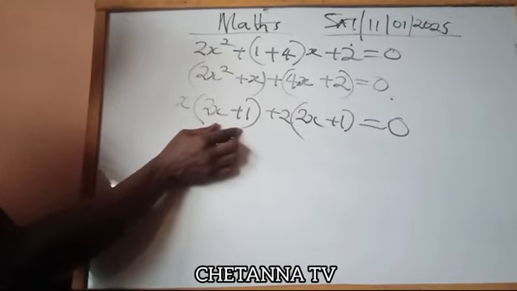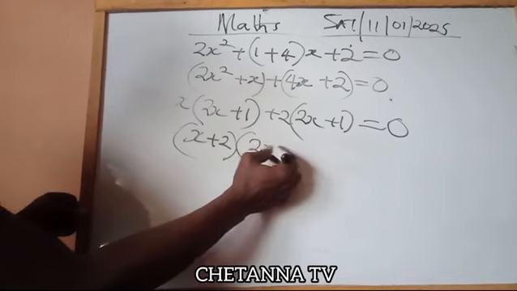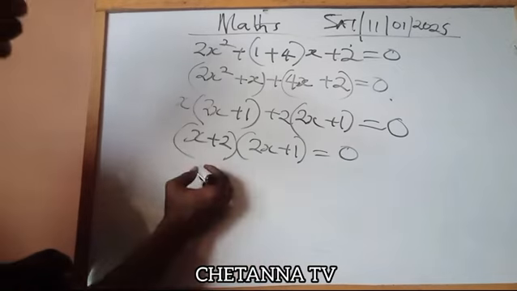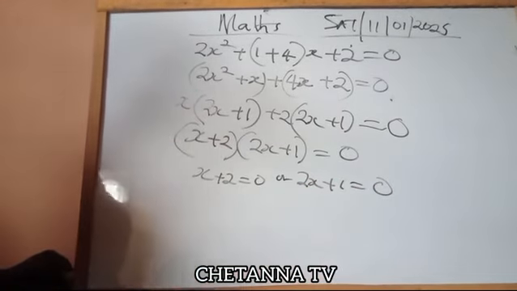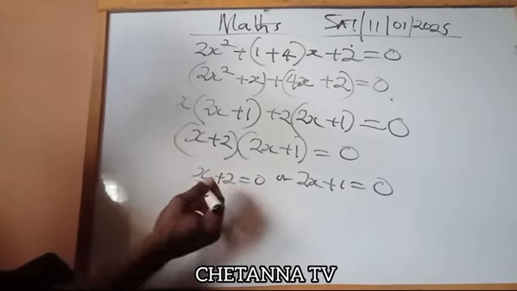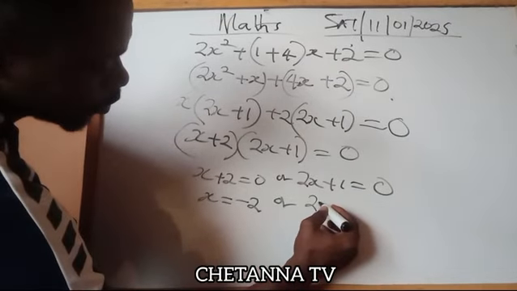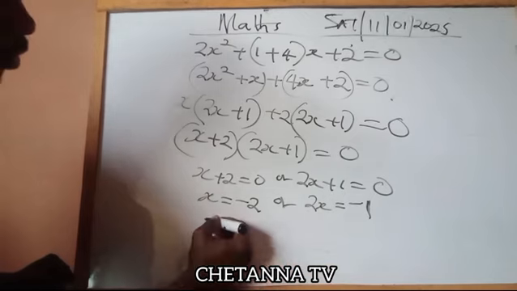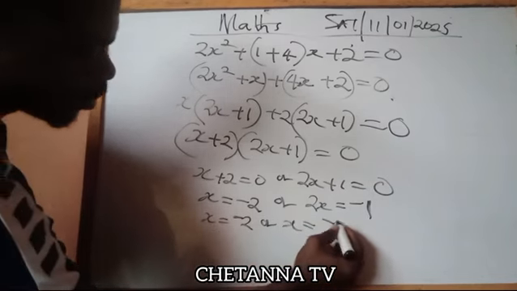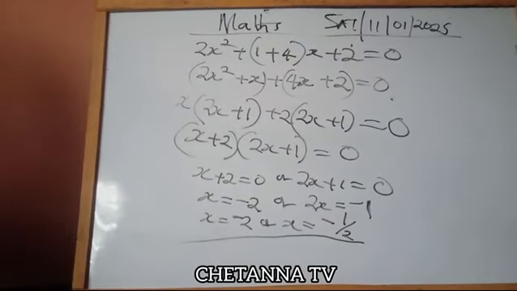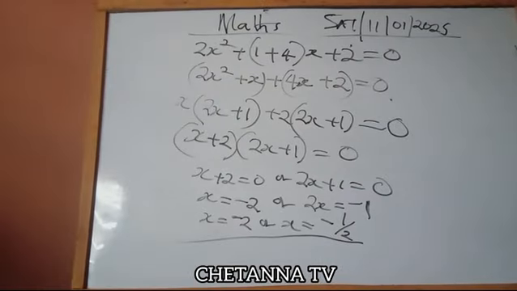So we have 2x plus 1 here. We take 1. So we have something like this: x plus 2, 2x plus 1 is equal to what? 0. Therefore, x plus 2 is equal to 0, or 2x plus 1 is equal to 0. Are you following me? So if we now do everything, we have x is equal to what? Minus 2. Or 2x is equal to what? Minus 1. Therefore, x is equal to minus 2, or x is equal to minus 1 over 2. This is the answer. Is it clear? Yes.